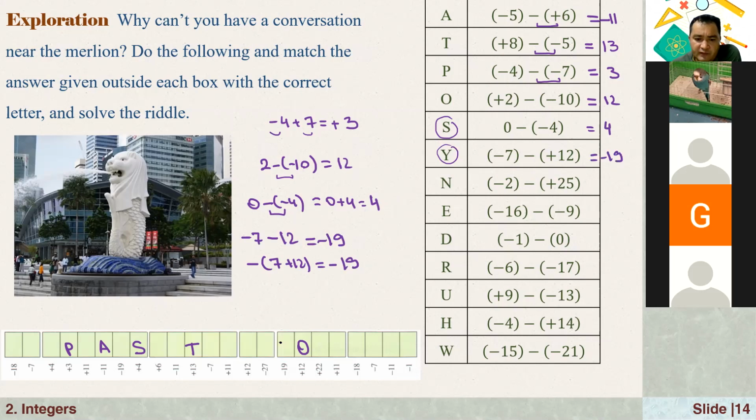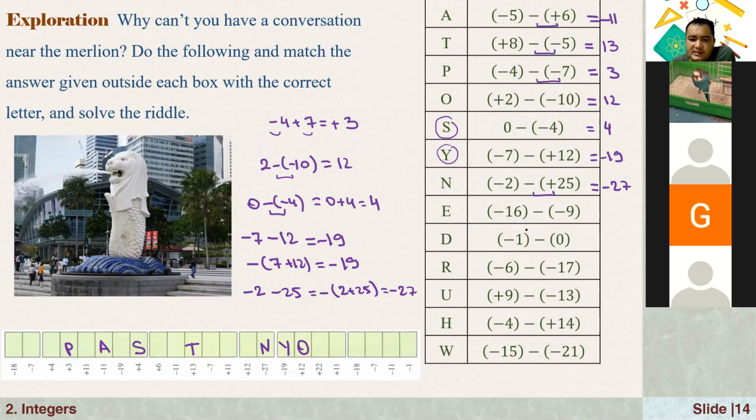So here we have Y. Okay, next one is negative 2 minus plus 25. So here we have negative 2, and minus times plus is minus 25. Again, I can just take this minus out. Here we have 2 plus 25, which is 27. And here we have minus, so that's minus 27 or negative 27. So that answer is N.